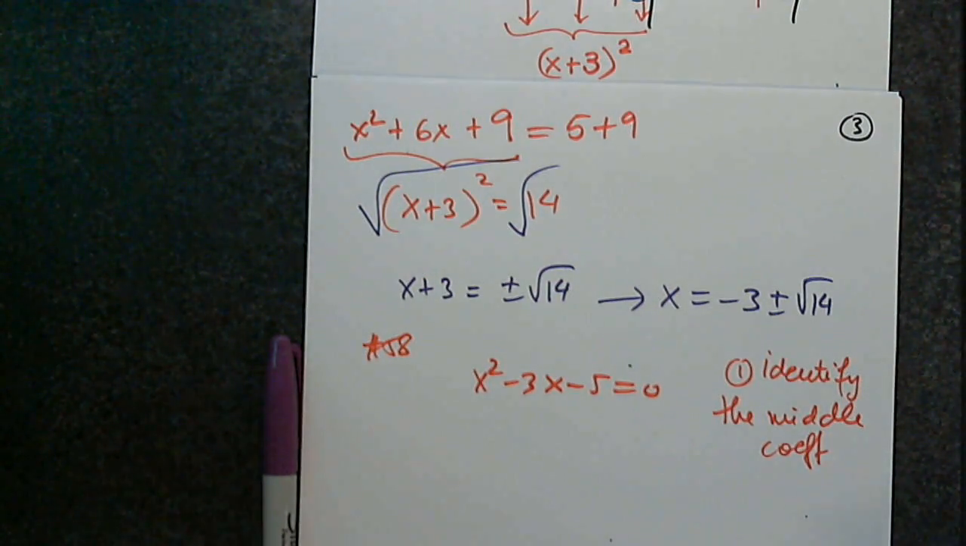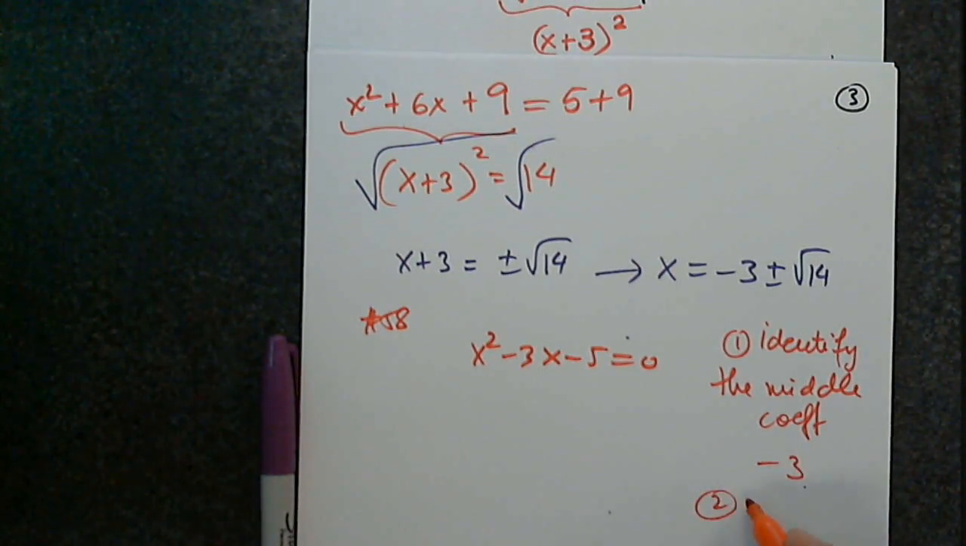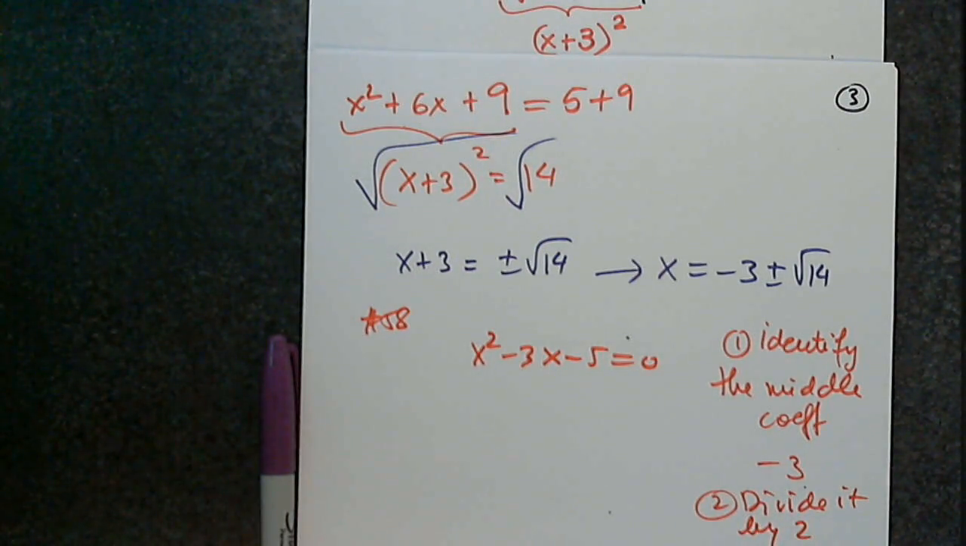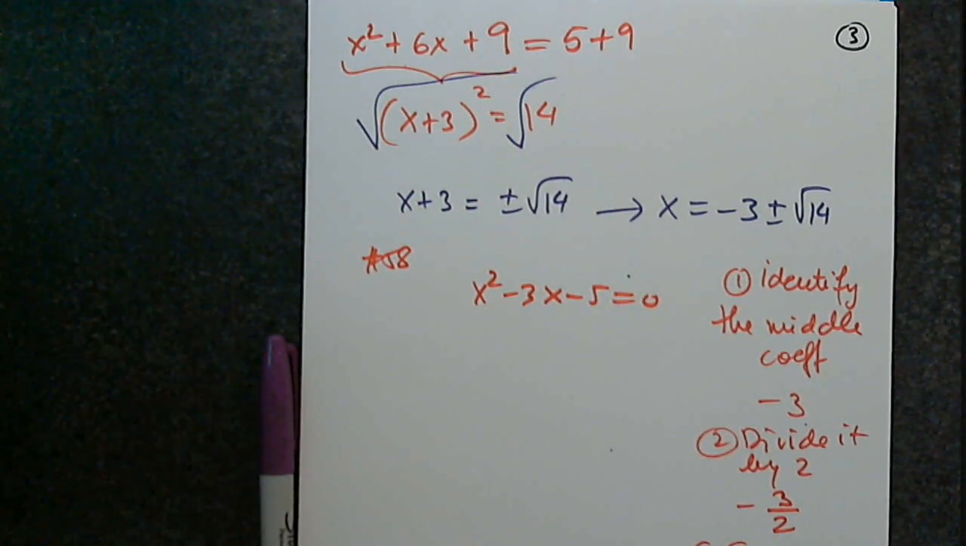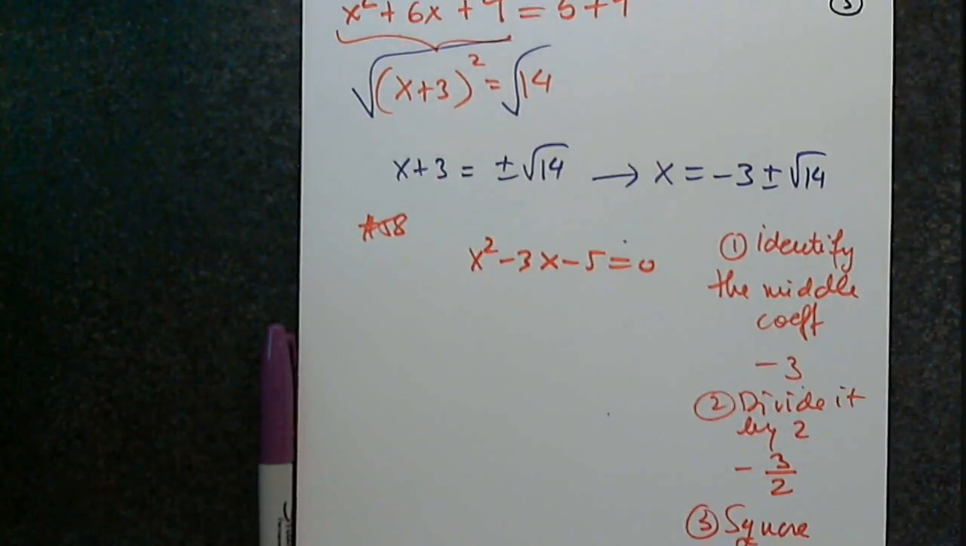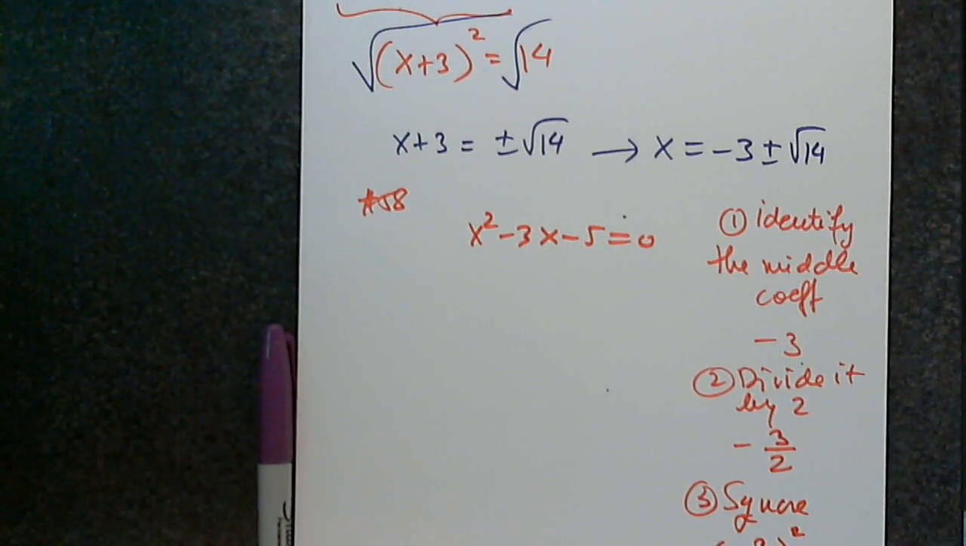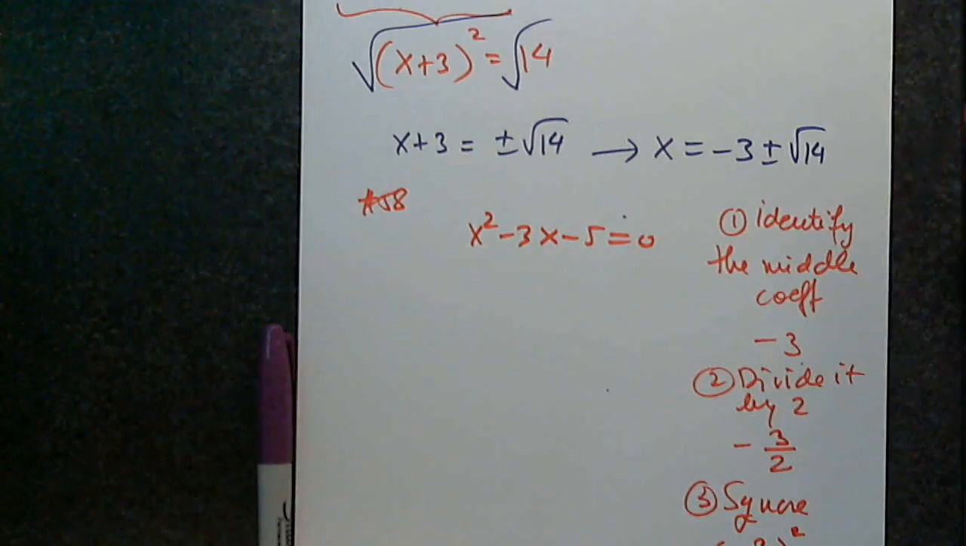Step 2. Divide it by 2. Why do I divide by 2? For the reason of that 2 from when we squared a binomial. So then I have negative 3 over 2. Step number 3 is square negative 3 over 2. When I square negative 3 halves, what do I get? Remember, I have to square the top and I have to square the bottom.